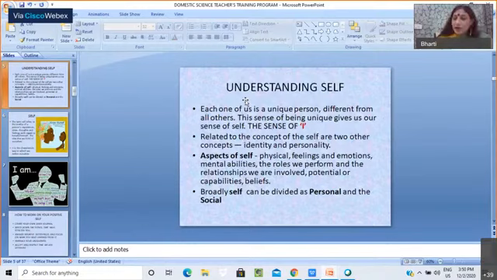apart from his or her physical descriptions, feelings, emotions, mental abilities, the roles which we perform, and whatever his relationships are, when it comes to his or her social self, then potential: what qualities does that child have, and how can we develop them as a skill, from skill to competency, and how it will help a child in developing a better understanding of a self.